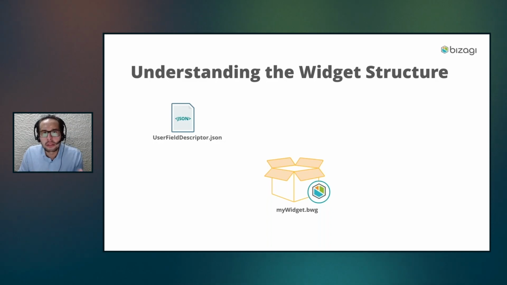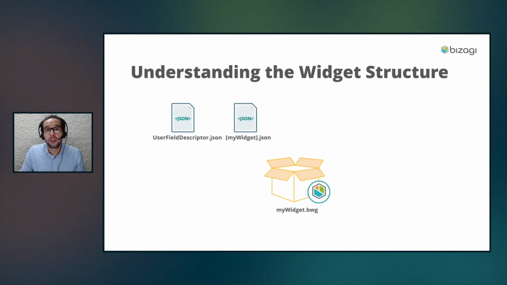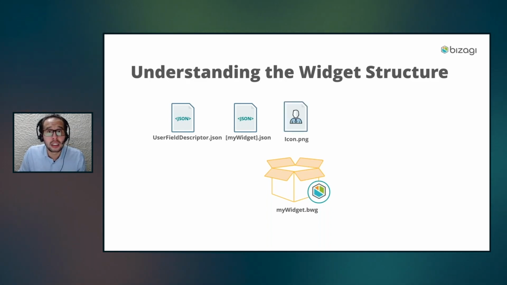It will always have a JSON file with some basic information about the widget: the name, the category, basic data. Then it's going to have a JSON file with the internal definition of the widget, what this widget is going to require to execute. It's going to have always an icon, one image that Bizagi will use to just display when we add the widget into one of our projects.